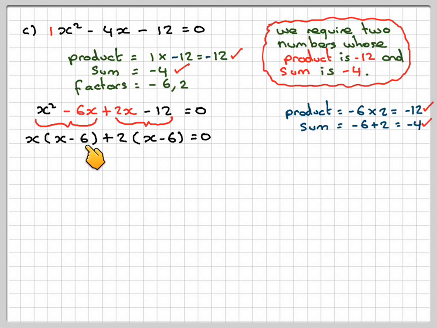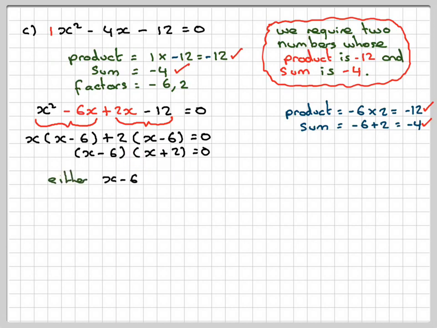Now, if we've done this process correctly, we will have the same thing here and here, and therefore that becomes a common factor and can come out. So we get x minus 6, and then we're left with x plus 2 is equal to 0. Just think about that: if you take x times x minus 6, it will become this, and x minus 6 times 2 will become that.